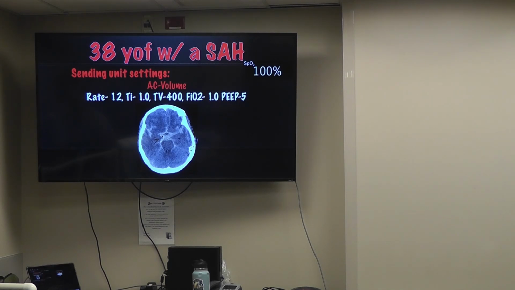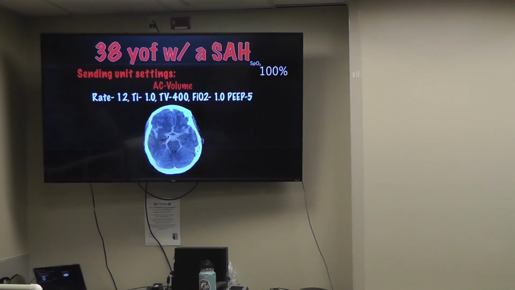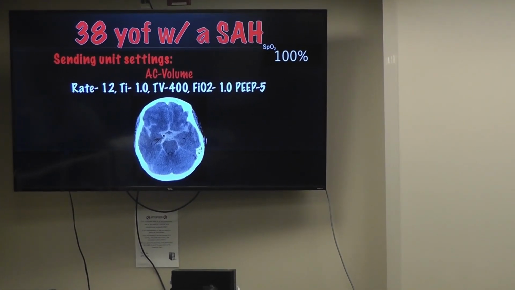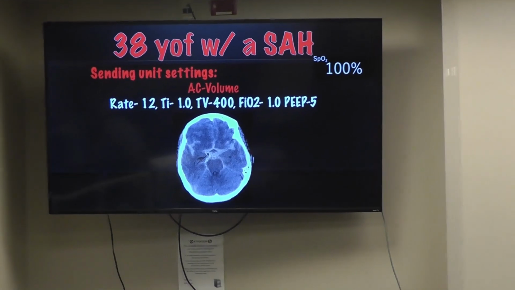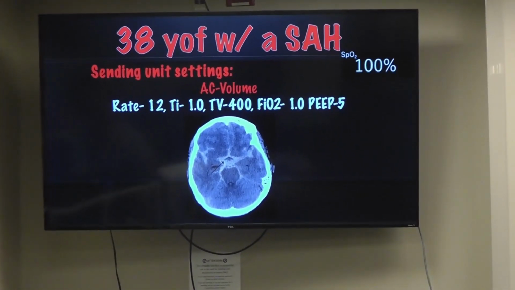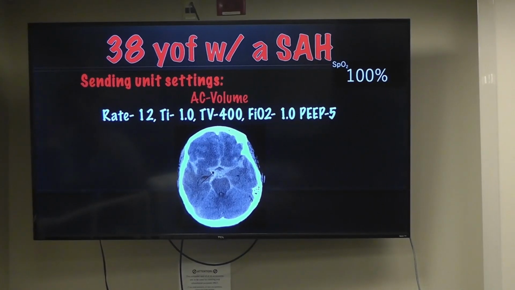So back to the ARDSNet folks, they came up with a PEEP FiO2 ladder. Basically, PEEP and FiO2 should move up in concert with each other, as opposed to taking one dial and turning it all the way to the right, which is what happened here. These are what I affectionately refer to as ED settings. Every ED patient, after they get intubated, gets put on these settings, okay?